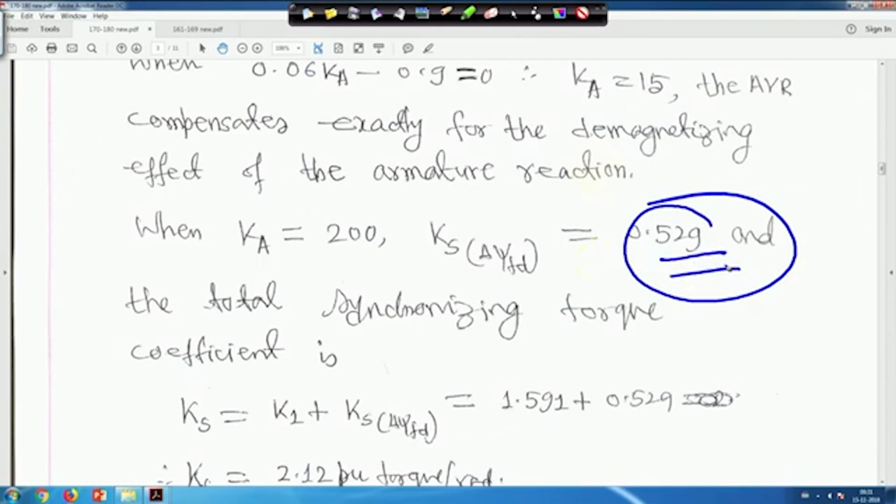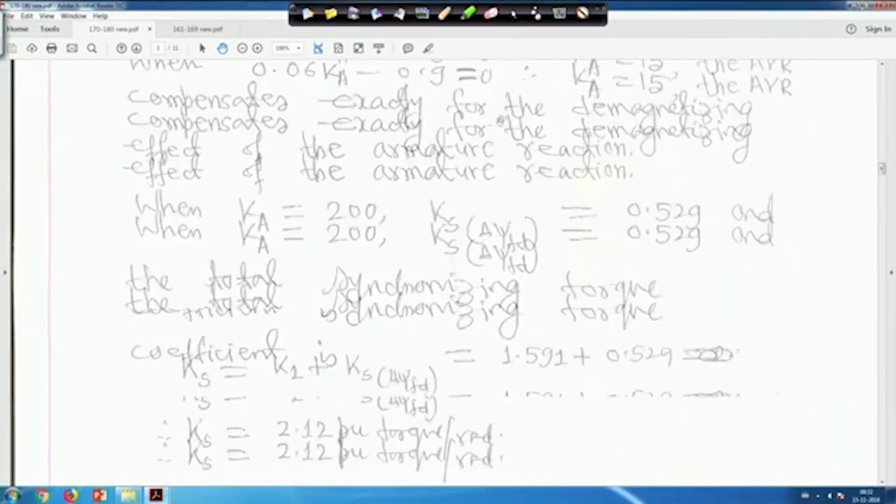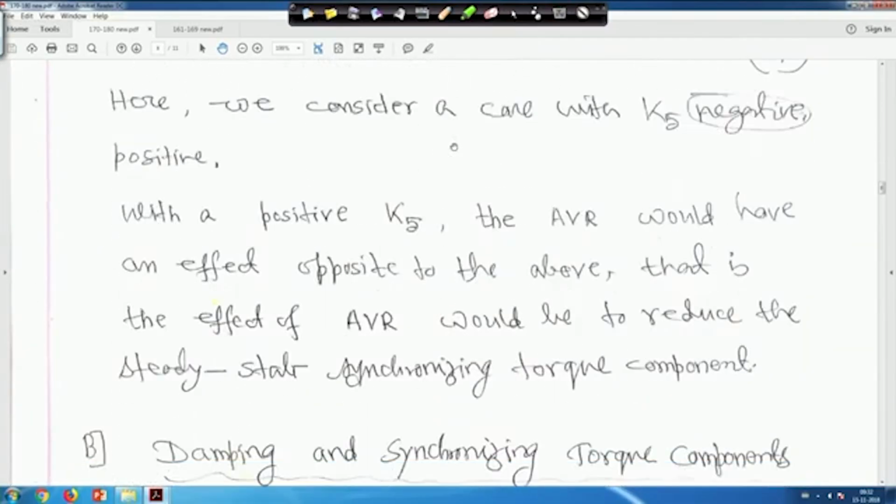If K5 is positive, it depends on the system parameters. If you put K5 as 0.12, this value may become negative. It may not be 0.529, but it may be negative. Hence, if you make the sum, it will reduce. This is an exercise for you, a simple thing, just put it in and see. I did not do it here.